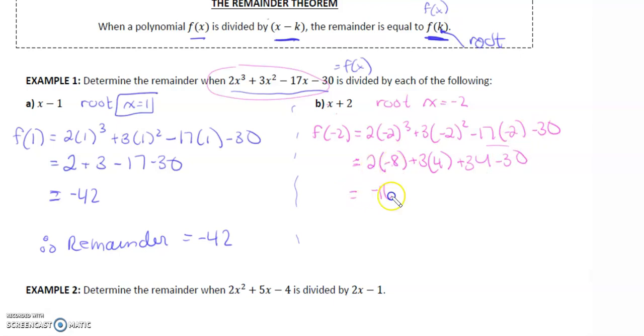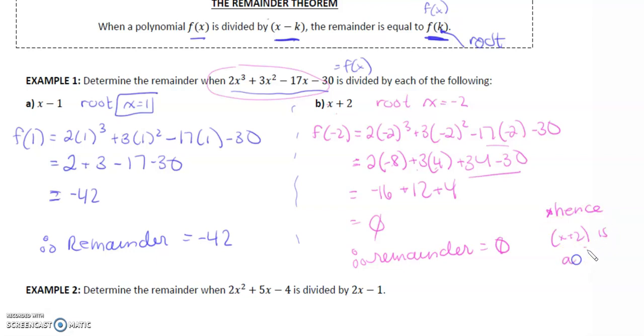2 times negative 8 is negative 16. 3 times 4 is 12. And then we can just put plus 4 there. And then put that into our calculators. I get 0. So therefore, the remainder is 0. That means, hence, x plus 2 is a factor.